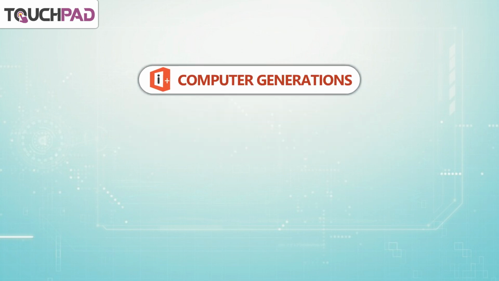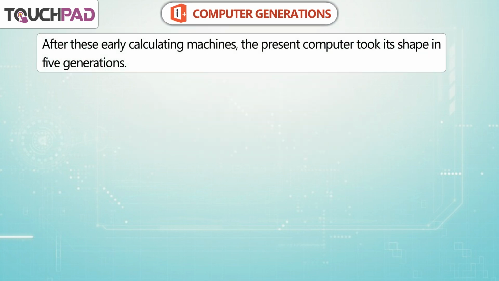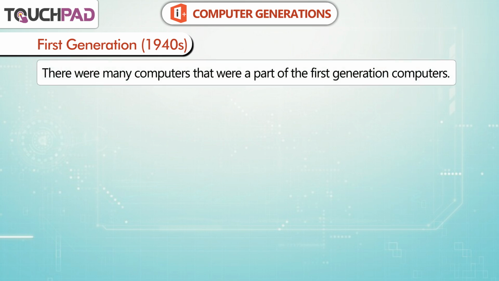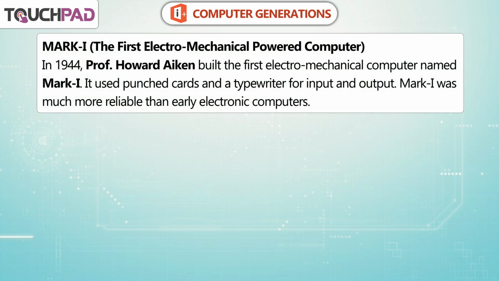Computer generations. After these early calculating machines, the present computer took its shape in 5 generations. First generation, 1940s. There were many computers that were a part of the first generation computers. Mark I, the first electromechanical powered computer.